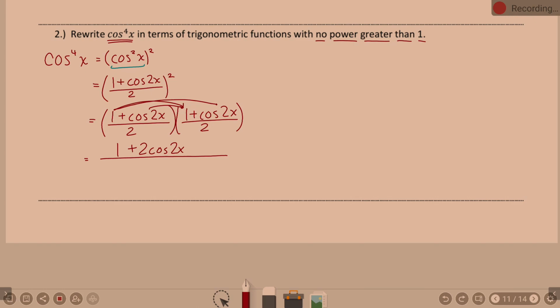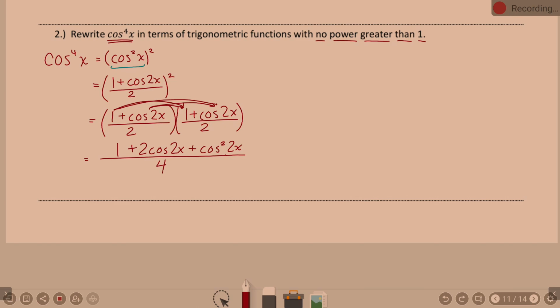And then last, cosine 2x times cosine 2x. What happens when you do cosine times cosine? Cosine squared. So this is going to be cosine squared 2x. You just keep the variable piece the same. So plus cosine squared 2x, all over 4, because 2 times 2 is 4. Okay.